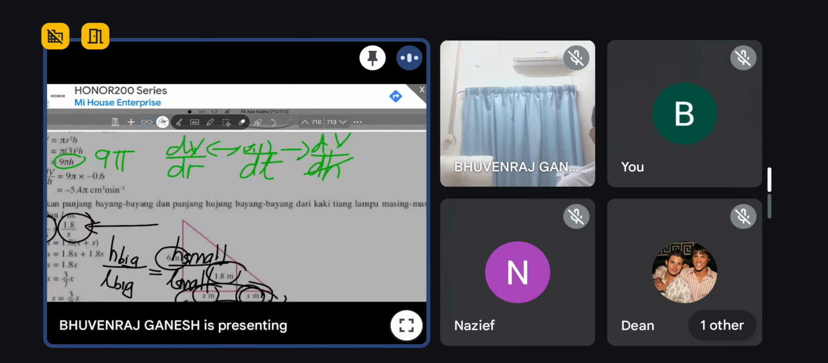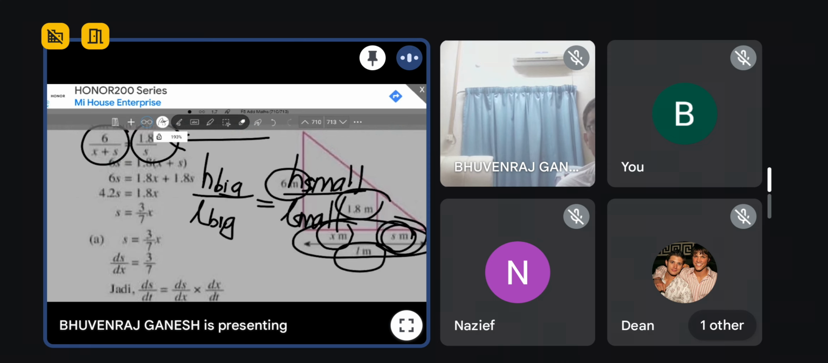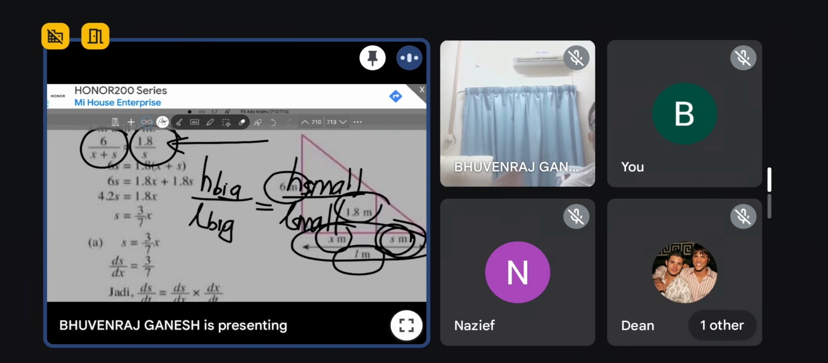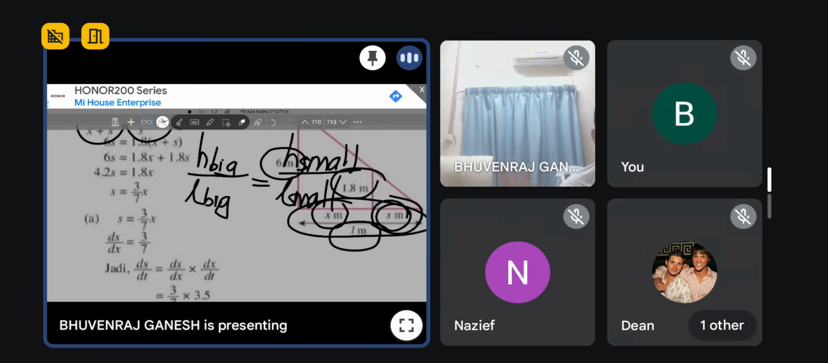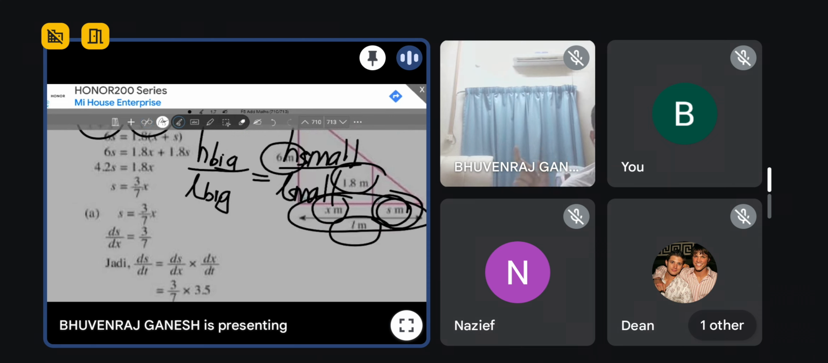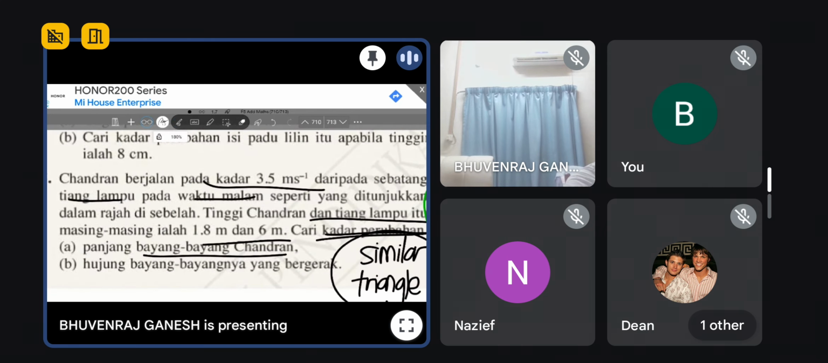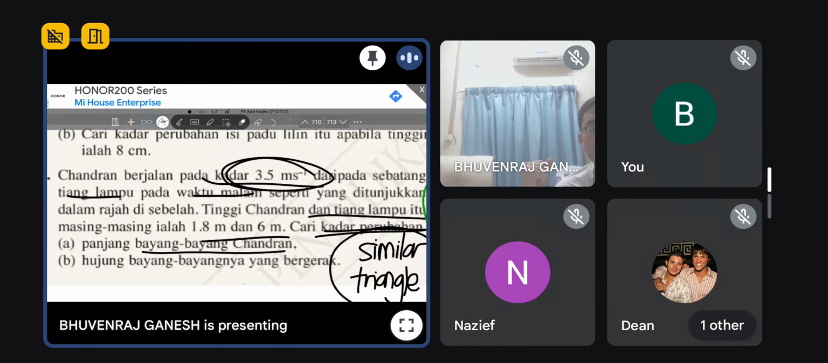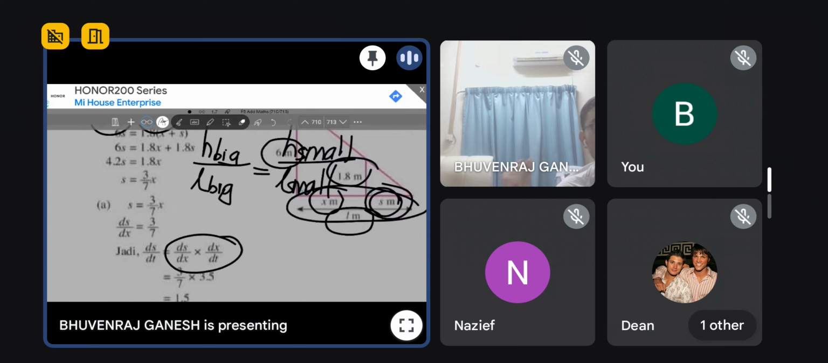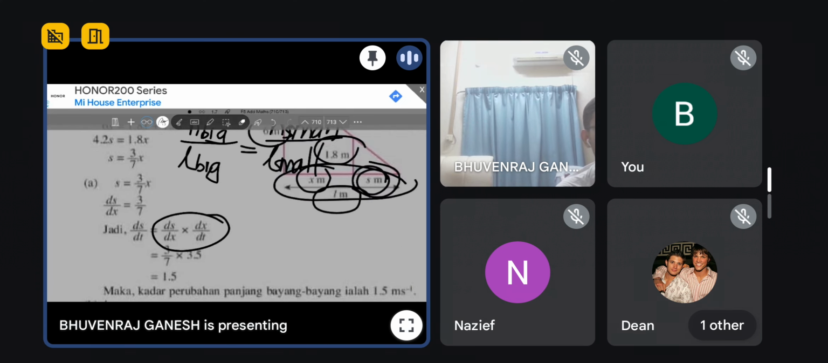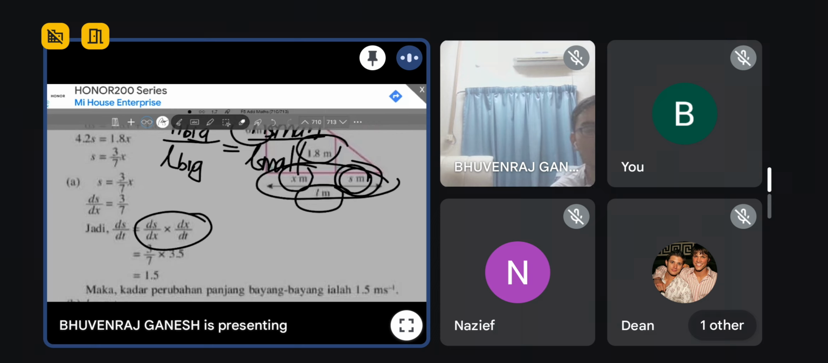Then you can find out ds/dx. You just differentiate the equation, 3 over 7. So the question is, find the rate of change of length of shadow. So it's ds/dt. So what is the chain rule here, guys? You can take ds/dx times dx/dt. So where is the dx/dt? This is your dx/dt, the speed of your walking, 3.5 meter per second. So that's why we multiply with 3.5. So can you get it, guys? The answer is 1.5. Do you get it?